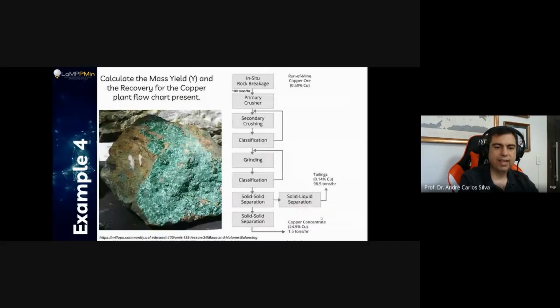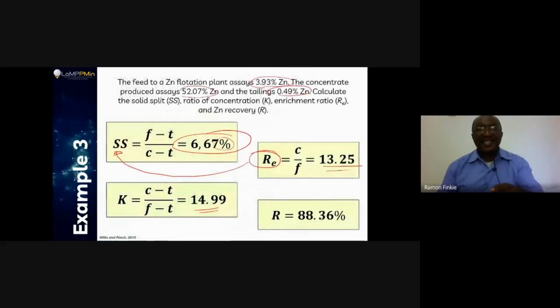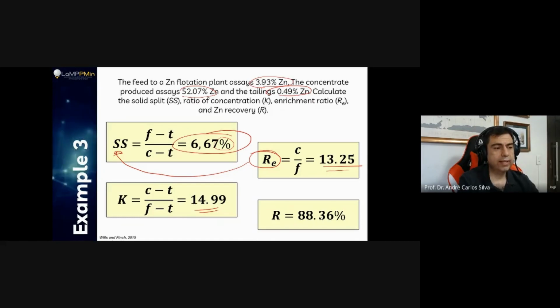But guys, the real life... Ramon, do you want to ask something? Okay, go ahead. Yes. In this case, can we consider the SS like mass recovery? No, you can consider SS as mass split. Okay, what will be then the mass split?